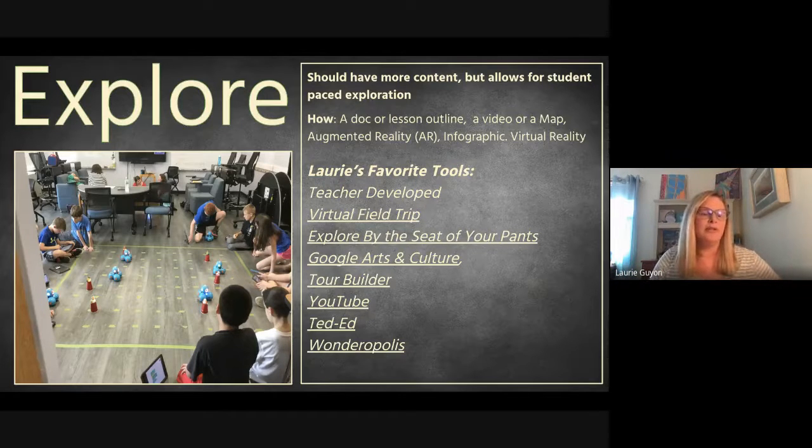For example, if you're going to read A Long Walk to Water, you take them to Google Earth and they get to explore the places that happen in the story. So they get some context of what it looks like on Google Street View or something like that. Google Arts and Culture has art and museum displays about different parts all over the world.